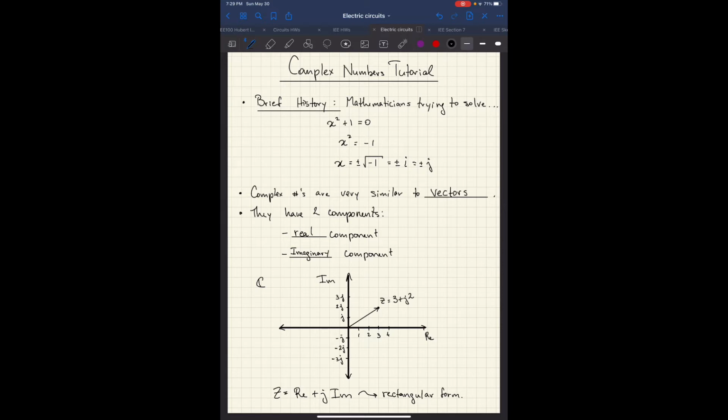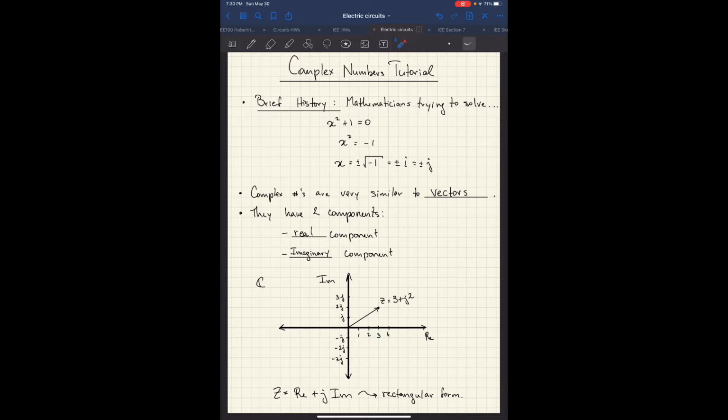So the difference between a complex number and an imaginary number. An imaginary number is just a number that exists on the imaginary axis. A complex number has both a real part and an imaginary part. So that's why it's complex, right? It's not completely real, but it's not completely imaginary either.